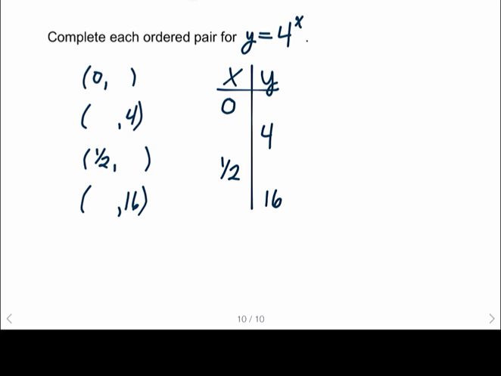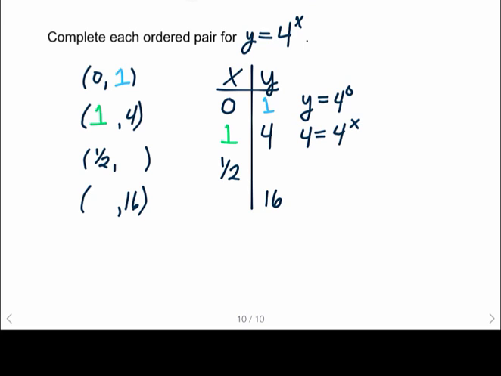For the first one, 0, blank, what this means is we're putting 0 as an exponent on 4, so the answer there is going to be 1. So 0, 1 is going to be that first ordered pair. For the second one, what we've got is a y value of 4. So y is 4. And so we're looking at 4 is equal to 4 to the x. What exponent on 4 gives me 4 as an output? The answer is 1. And so 1, 4 is the second ordered pair.